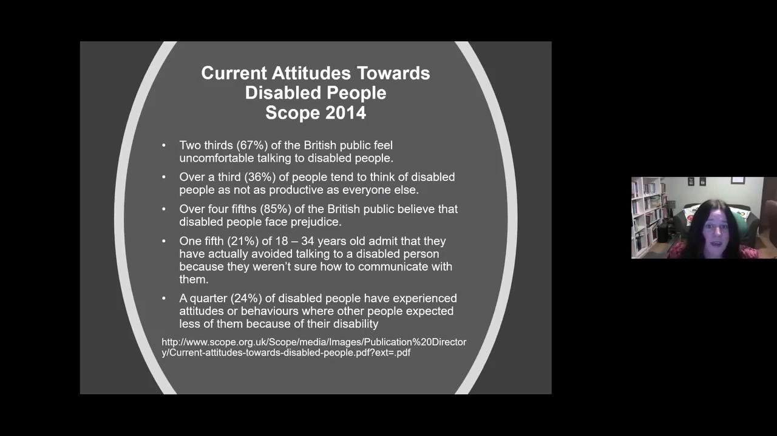And 1/5 of 18 to 34-year-olds admit that they've actually avoided talking to disabled people because they're not sure how to communicate with them, which again picks up on the previous presentation. And perhaps unsurprisingly, 1/4 of disabled people themselves have experienced attitudes or behaviours where other people have expected less of them. So the language, the coverage, the perceptions can be seen to have a clear knock-on effect on both attitudes and on treatment, resulting in negative attitudes from the public, from employers, and resulting in a growth in hate crimes.